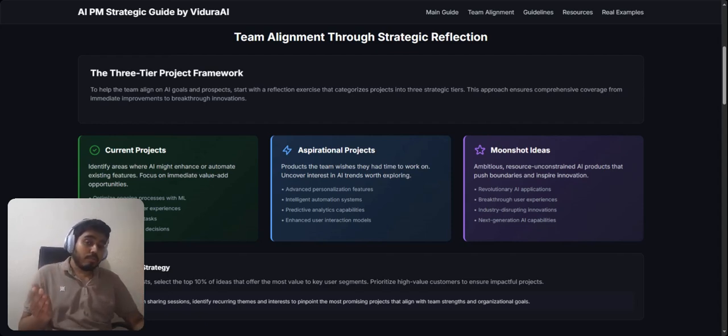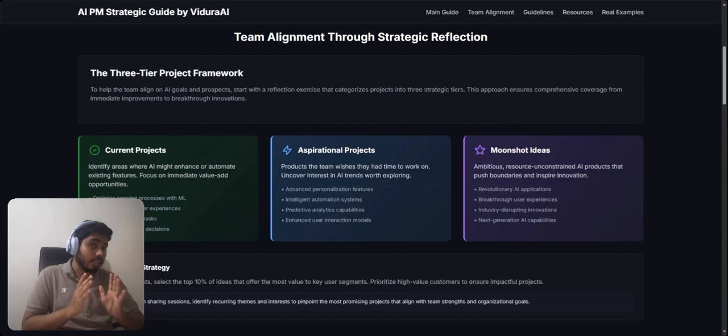So here's a pro tip from this framework. After identifying your projects, you have to understand what the ideas are, let's say a kind of brainstorm. So gather your team and brainstorm what you already know and what you are going to implement. Select the 10% of the ideas that offer the most value to key user segments and prioritize high value customers.